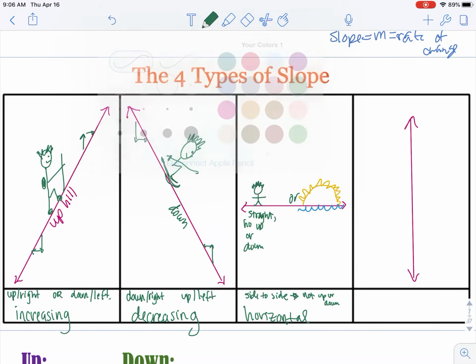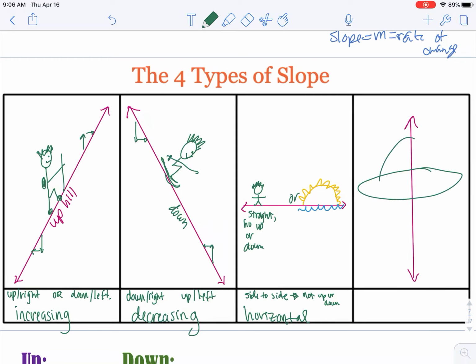This right here, the only thing I can think of is, I guess, an elevator moves up and down, but it's more fun to talk about a UFO. UFOs move up and down. And there's our slope guy, and he's like, oh my God, I'm so happy. So this is called a vertical slope, because it only goes up and down. It does not go side to side.